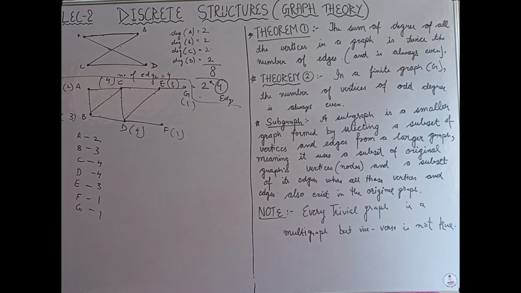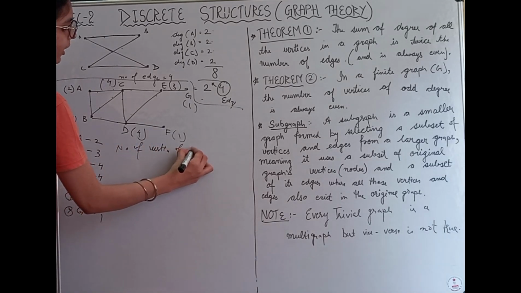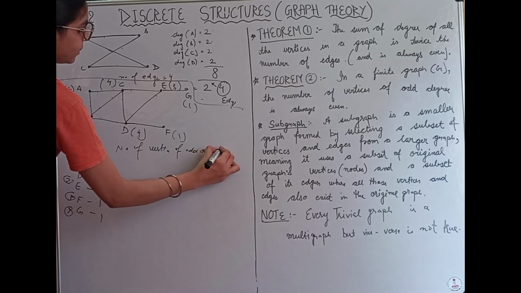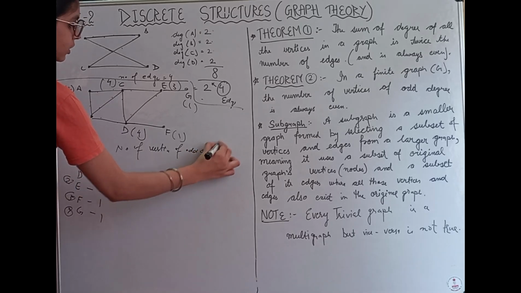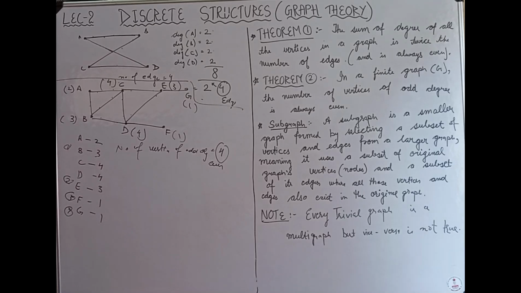So we can count the number of vertices with odd degree: 1, 2, 3 and 4. So the number of vertices of odd degree is equal to 4. So 4 is even. So you can verify on any graph, and you will always find that the number of vertices with odd degree is even.